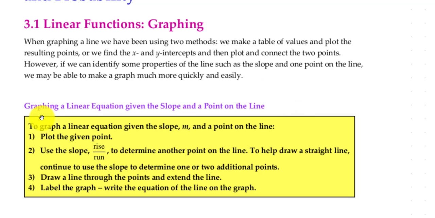The first thing we're going to do is graph a linear equation given the slope and a point on the line. So maybe pause the video for a moment to take a look at the yellow definition box. If we're given a slope and a point on the line, we can go to the point and then use the slope.